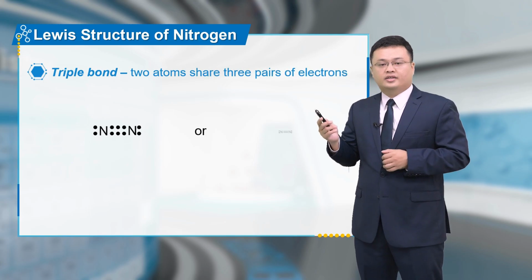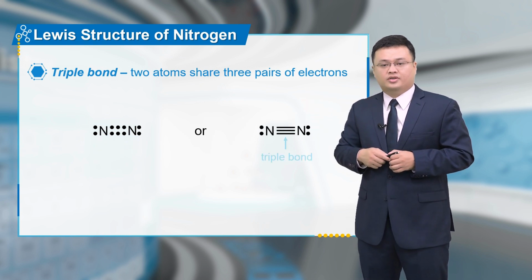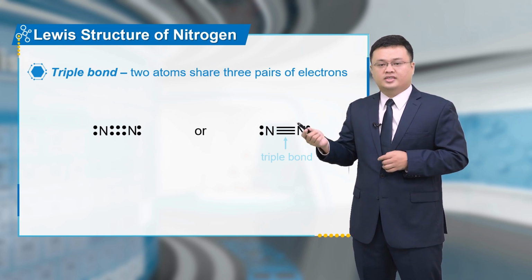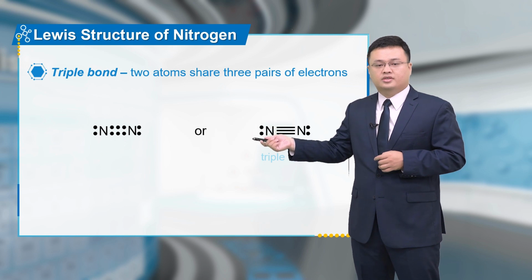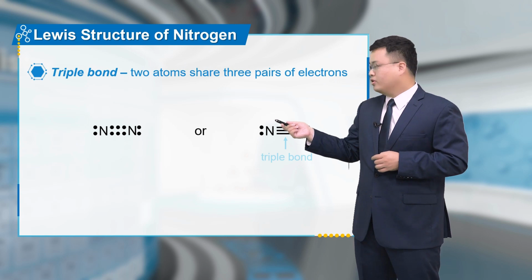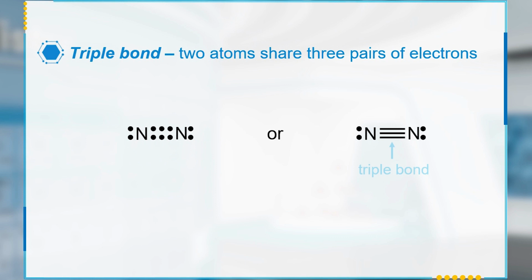Now let's try writing a Lewis structure for the nitrogen molecule. The sharing of 3 pairs of electrons exists between the nitrogen atoms. The bond between the nitrogen atoms then is a triple covalent bond. The triple covalent bond in nitrogen is a very strong bond that is difficult to break in a chemical reaction. The unusual strength of this bond makes nitrogen gas quite inert.